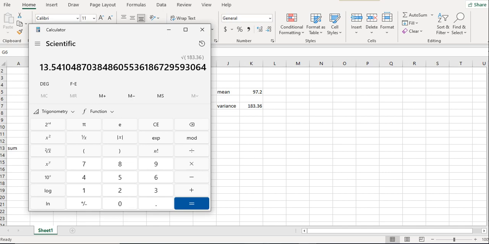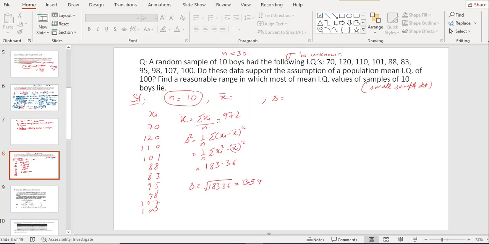Yeah, 13.54. So now come to the problem. Firstly we set up the null hypothesis. So what is the null hypothesis? Null hypothesis means no change. In this case we are given that the population mean IQ is 100 only. So it means that we are assuming that this sample has been drawn from the population where the mean IQ is 100 only. And what is the alternative? It is not equal to 100, right? So it is a two-tailed alternative.